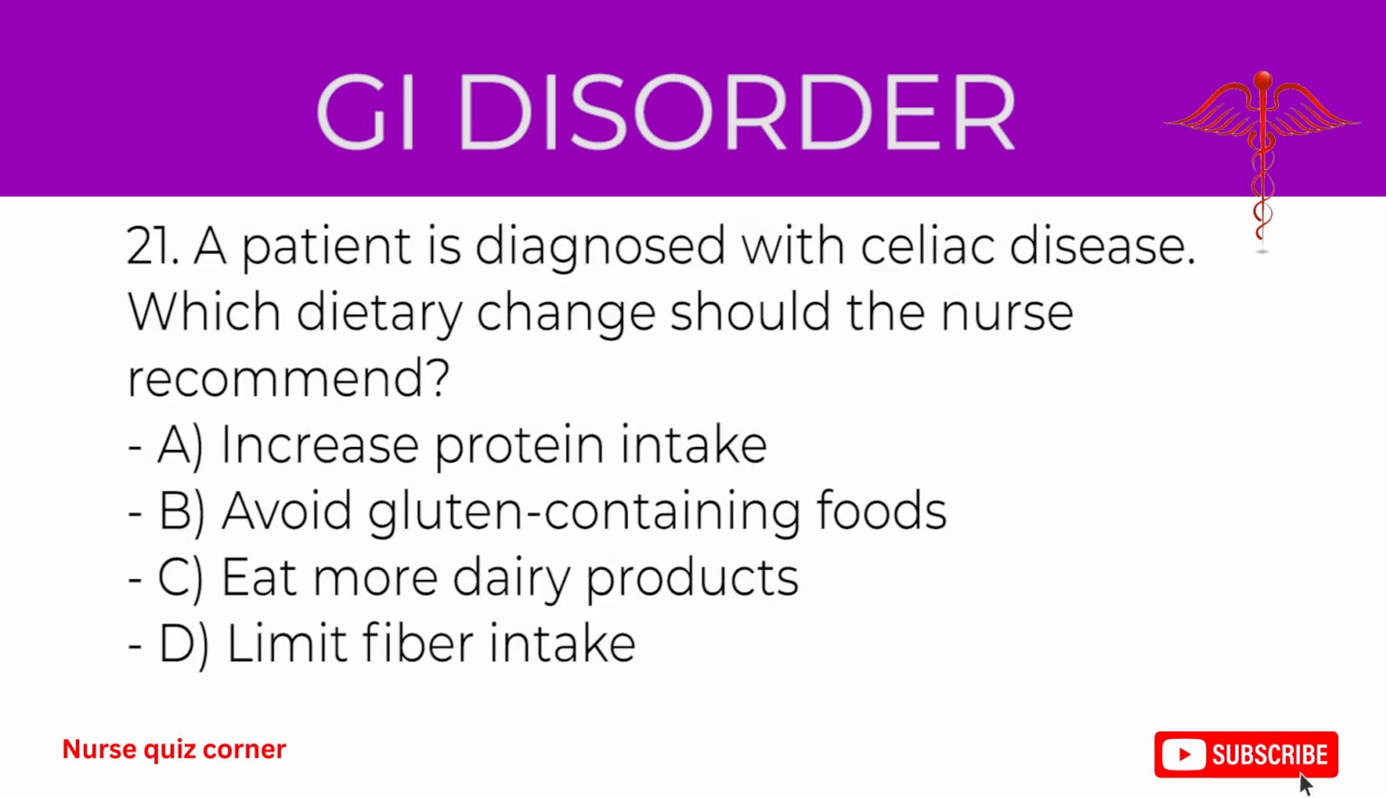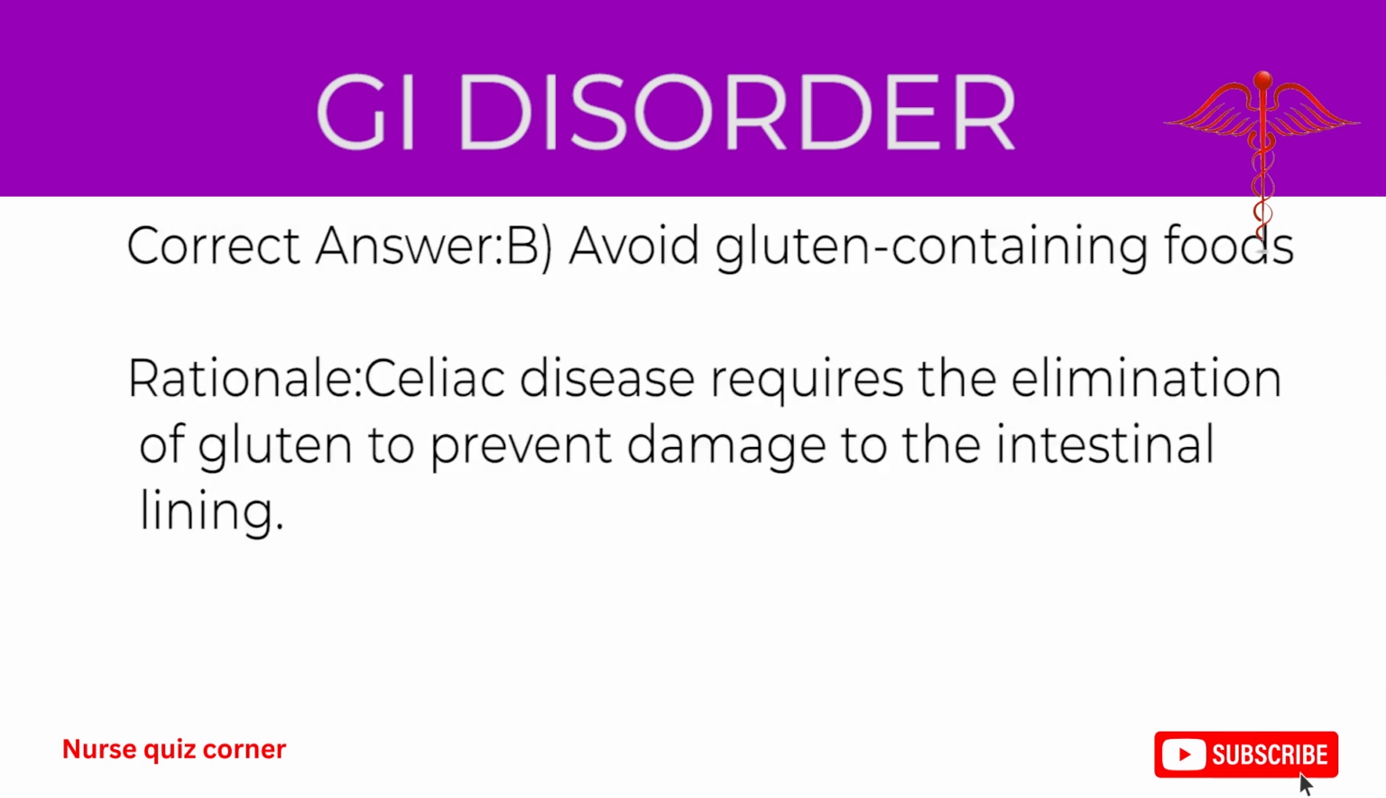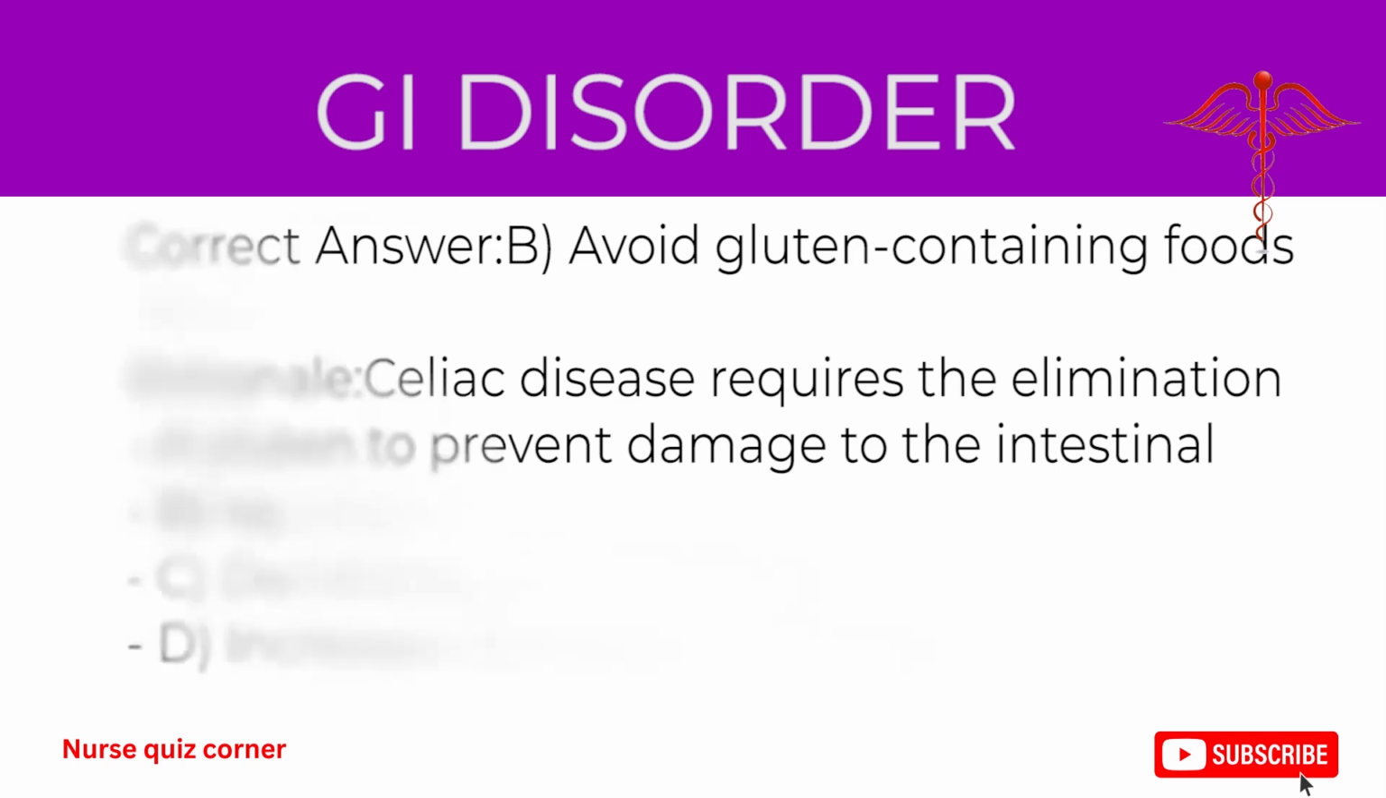21. A patient is diagnosed with celiac disease. Which dietary change should the nurse recommend? A. Increase protein intake. B. Avoid gluten-containing foods. C. Eat more dairy products. D. Limit fiber intake. Correct answer: B. Avoid gluten-containing foods. Rationale: celiac disease requires the elimination of gluten to prevent damage to the intestinal lining.